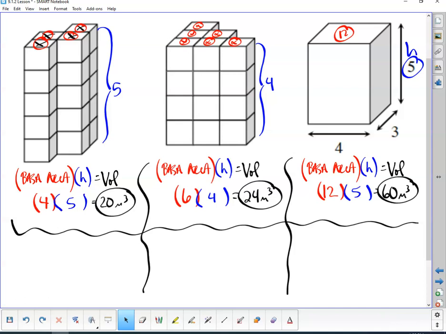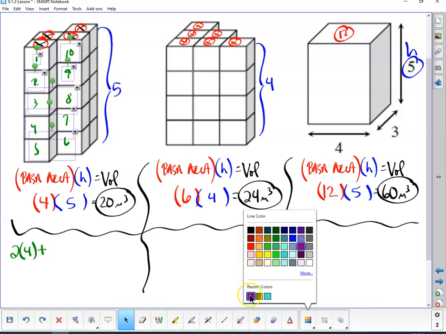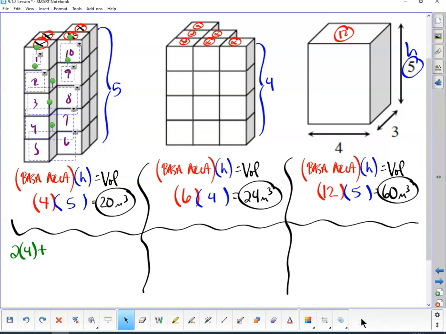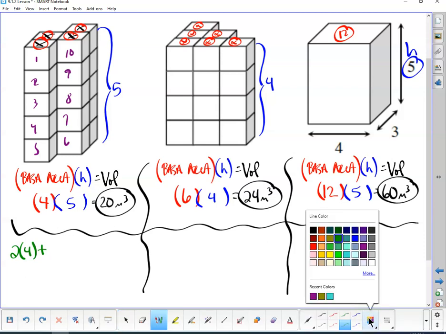Now, when we get to the surface area, we know that we're going to have 2 of that 4. Plus, we're going to have 2 of these. So we have 1, 2, 3. Let's just look at this, left and right. So we've got 1, 2, 3, 4, 5, 6, 7, 8, 9, 10. Let's get a different pen color. Purple. So we have 2 of those, which are 10.